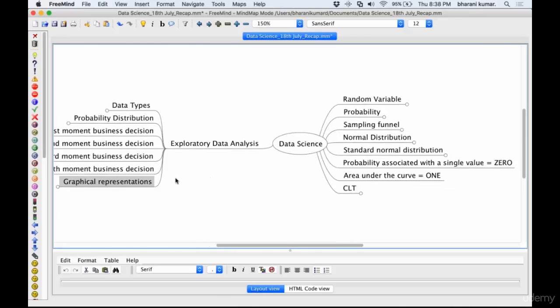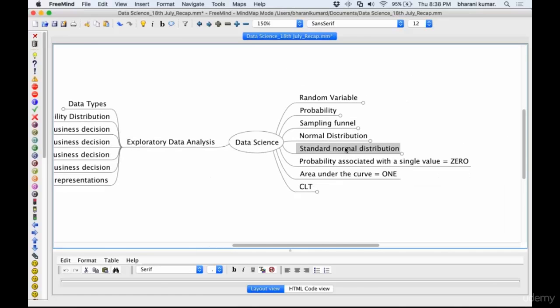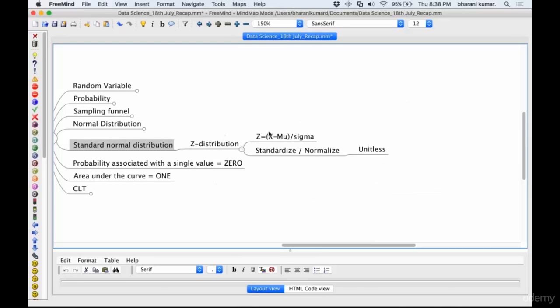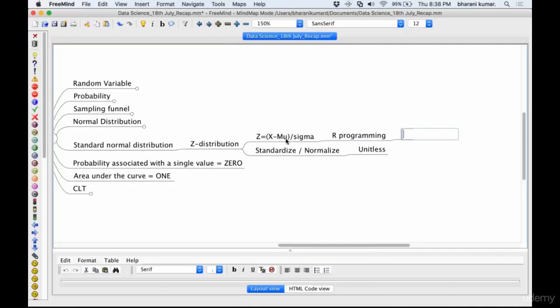Also, when we discussed standardizing the data, we discussed the Z distribution, (X minus mu) by sigma, which would standardize the data. But when it comes to your R programming, the function that has to be used to standardize the data is scale. That's the function you need to use, right?